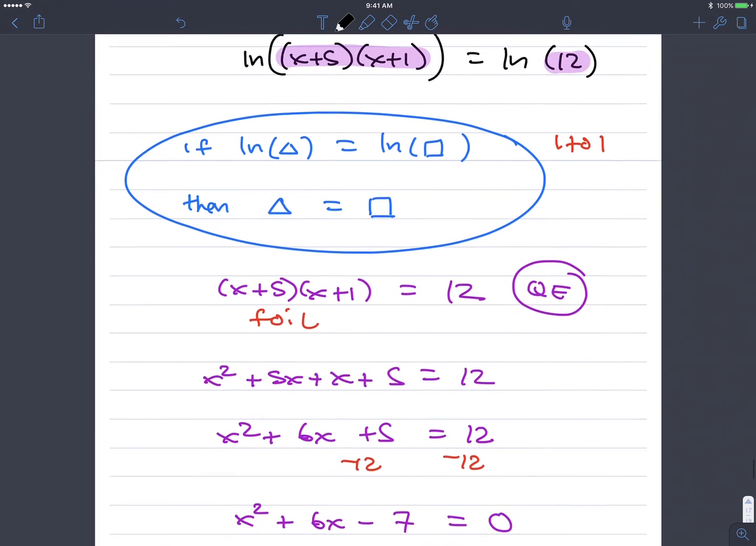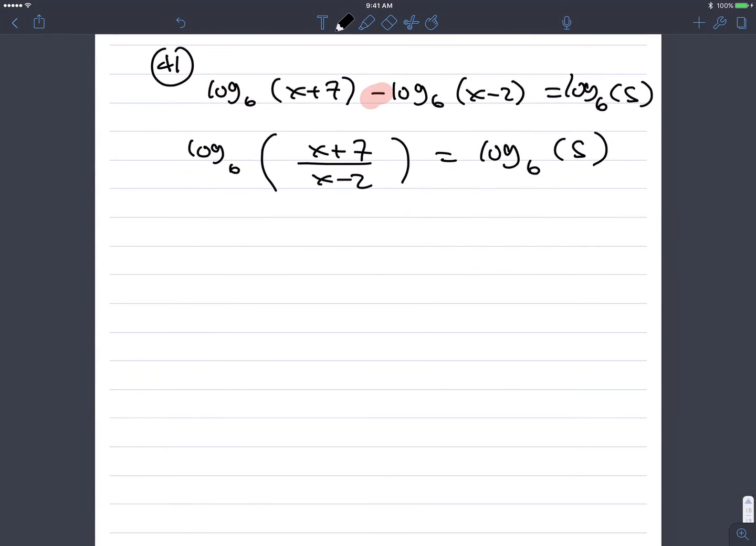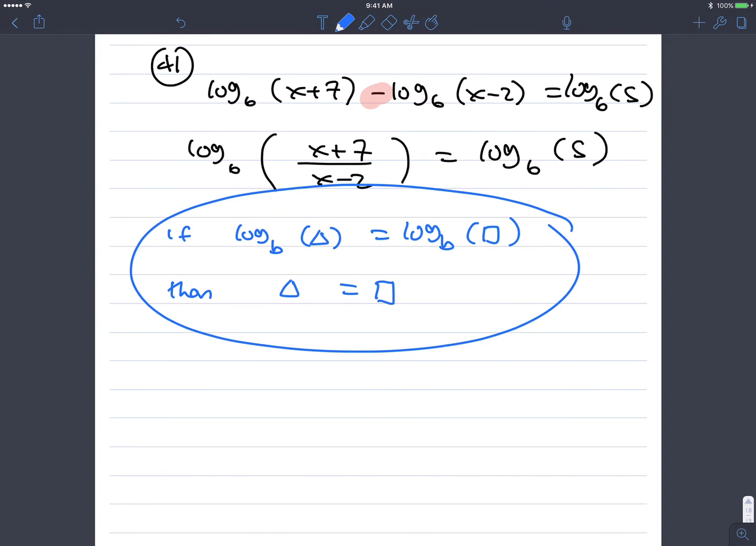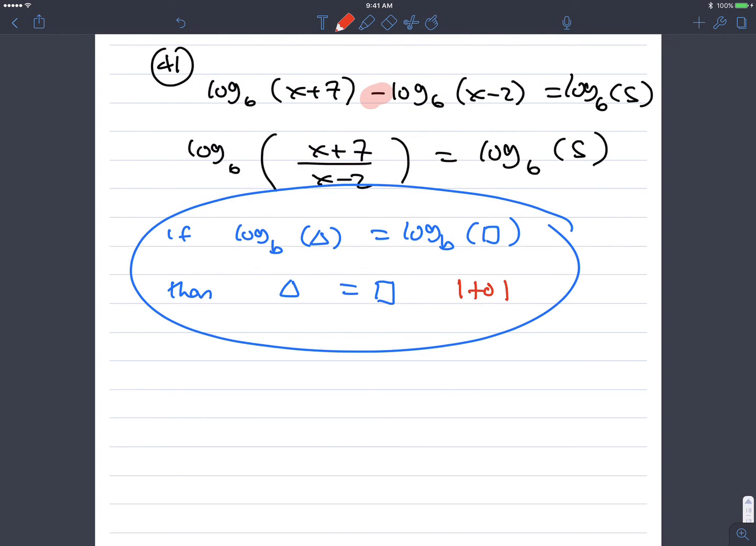Actually, go back here. Let's recall this is natural log. But what is true, again, is it doesn't matter what the base is. If log base b of one thing equals log base b of another thing, then those things are the same. In other words, if the outputs are the same, the inputs are the same, once again because our log function is 1 to 1. Now that's a log function of any arbitrary base b. So what we're going to say now is this. This means that the fraction x plus 7 over x minus 2 is the same as the value 5.